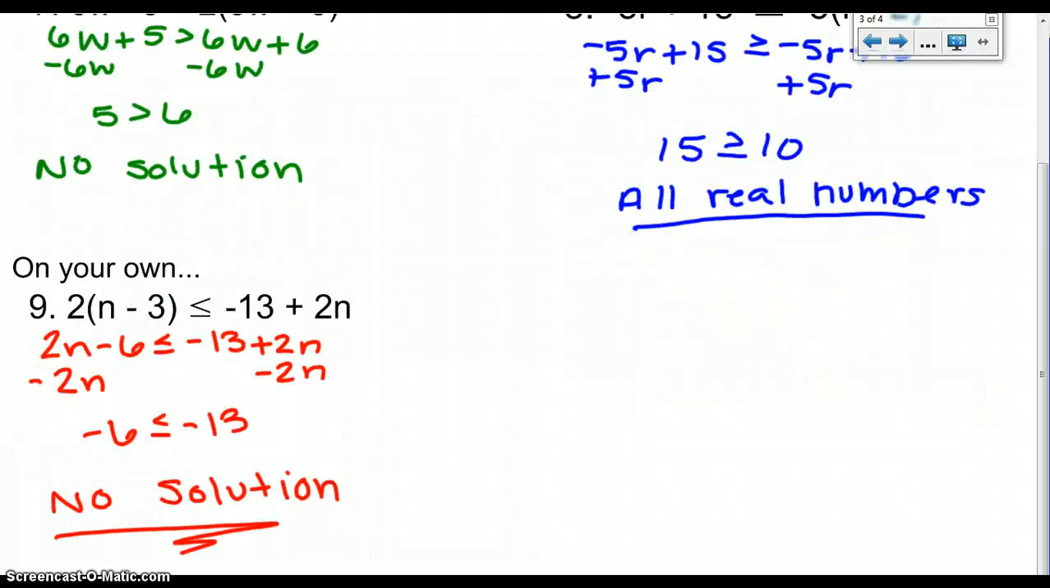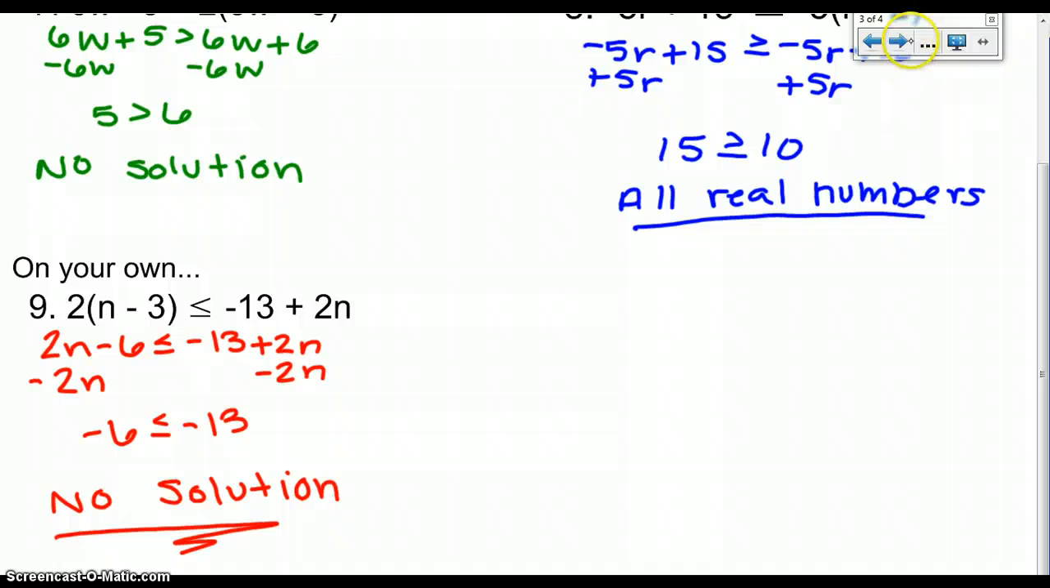Okay, I'm back. You can see what I did. The first thing I did is I distributed this 2 to the n minus 3 to get 2n minus 6 is less than or equal to negative 13 plus 2n. Subtracted 2n from both sides to get negative 6 is less than or equal to negative 13. And I asked myself, is negative 6 always less than negative 13? No, it is not. So our answer is no solution.